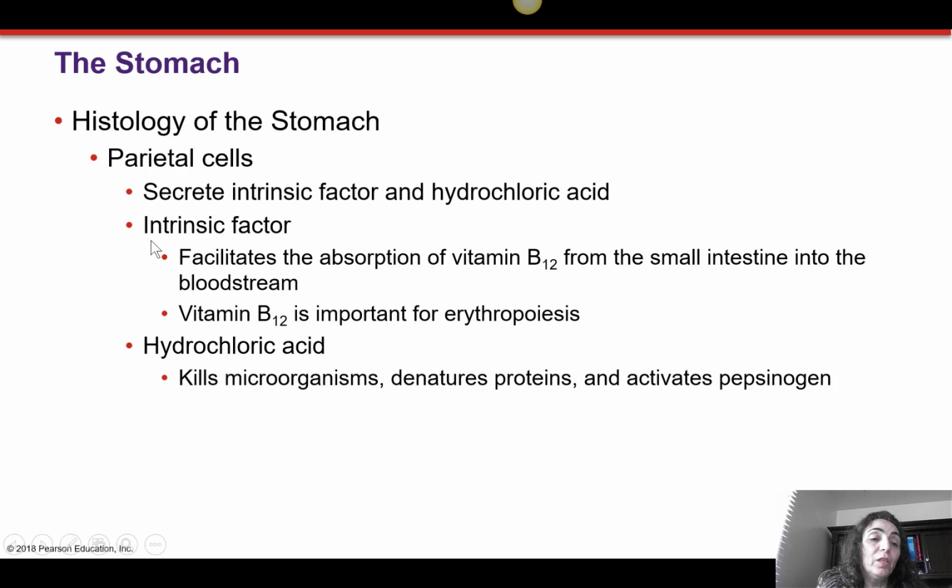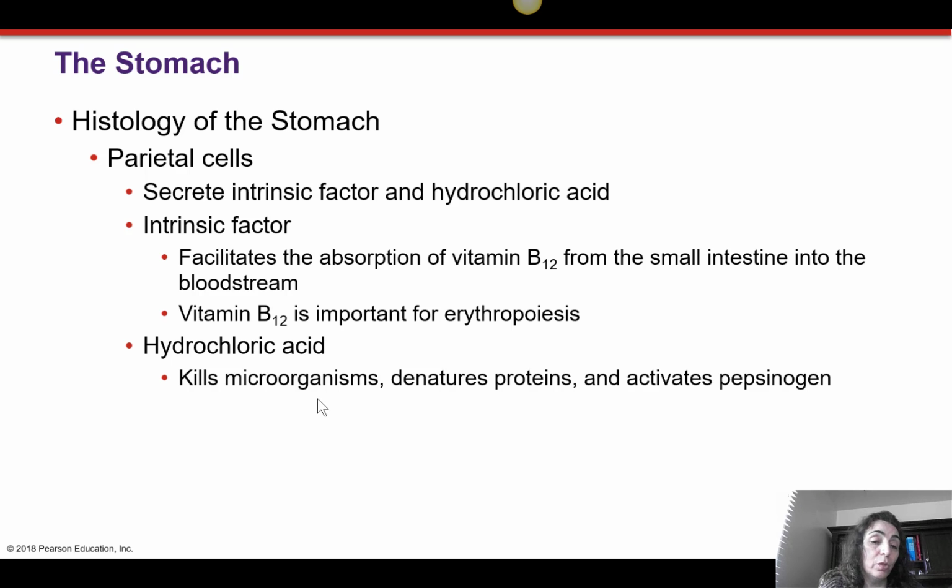So that was one thing produced by the parietal cell, intrinsic factor. The other thing produced by the parietal cell is the acid, hydrochloric acid. This is what causes the acidity of the stomach, and its function is essential because it kills microorganisms. When we eat something, it always may have a few bacteria, microbes or germs on it, and when they get into the stomach, most of them are killed.